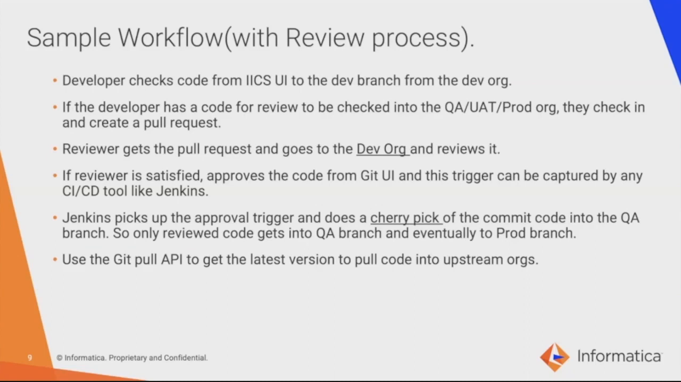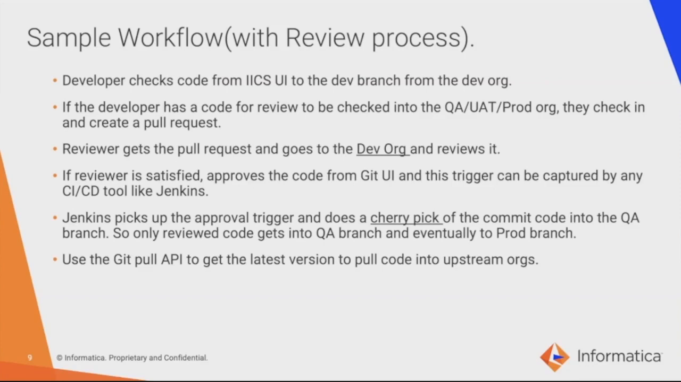And you would repeat the same process for your production, right? Just that there is no review from QA to production, but the cherry picking process can still be extended from the QA org into the production org in a seamless fashion. So everything is controlled by a CI/CD pipeline behind the scenes. All the developer needs to do is check in the code and raise a pull request, and then the reviewer can take it from there.